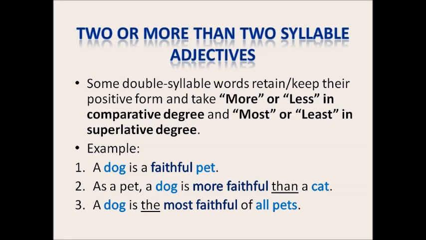But there are some double syllable words which retain or keep their positive form and take more or less in the comparative degree and most or least in the superlative degree. For example, a dog is a faithful pet. As a pet, a dog is more faithful than a cat. And as superlative form, a dog is the most faithful of all pets.